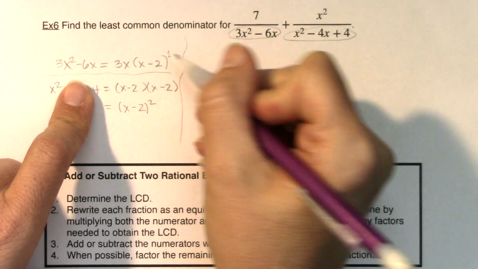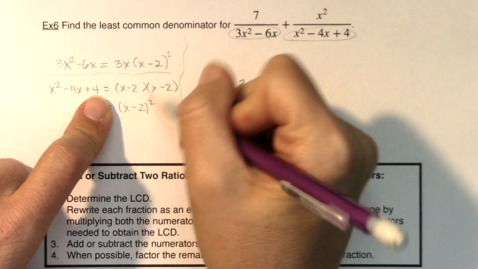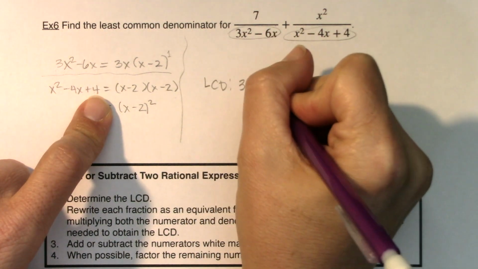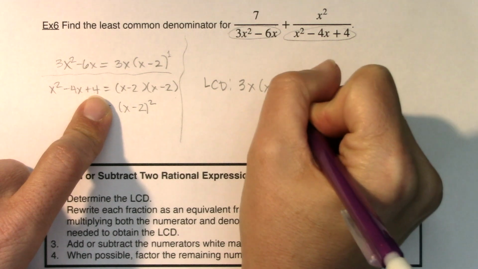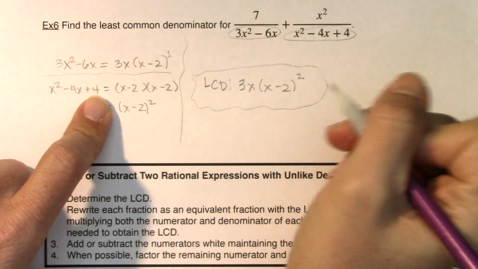I see an x minus 2 to the first and x minus 2 squared here. And I always want to take the highest power of any factor. So I'm going to put x minus 2 squared. And that is going to be my LCD.